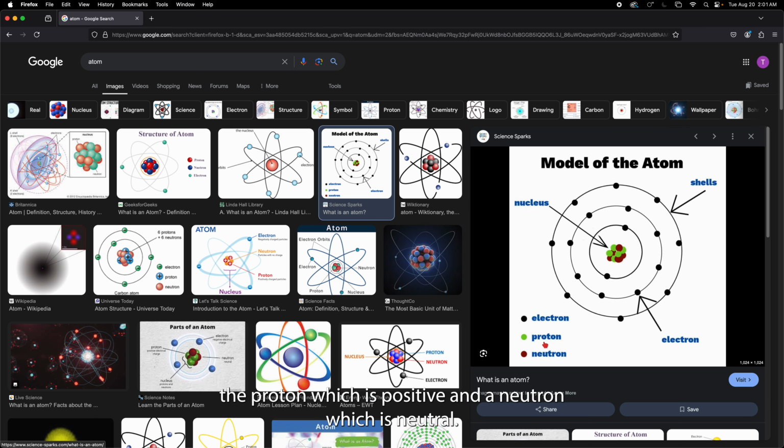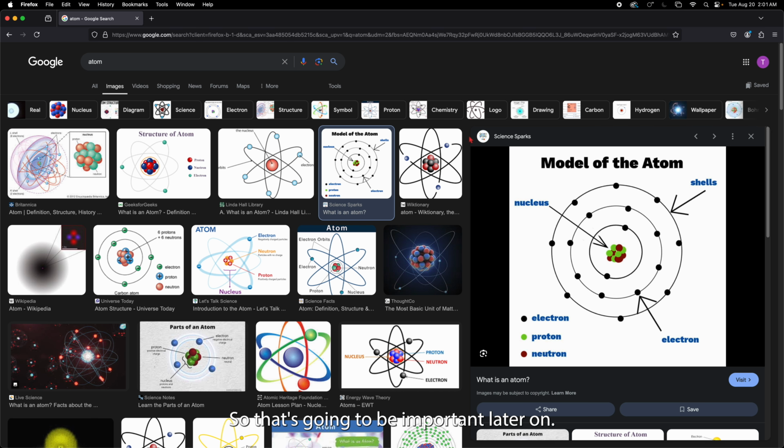Electron, which is negative, the proton, which is positive, and the neutron, which is neutral. So when we say the atomic mass, we're speaking of the number of protons and neutrons in the nucleus. Atomic number is just the number of protons. Incidentally, the number of protons relates to the density of the structure. So that's going to be important later on.